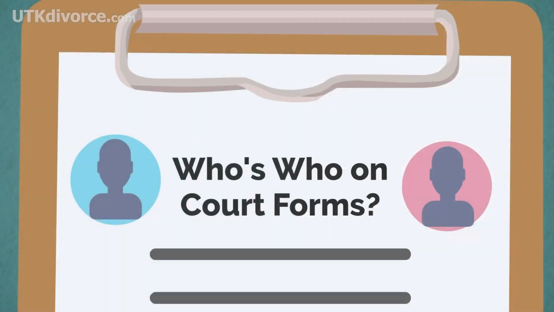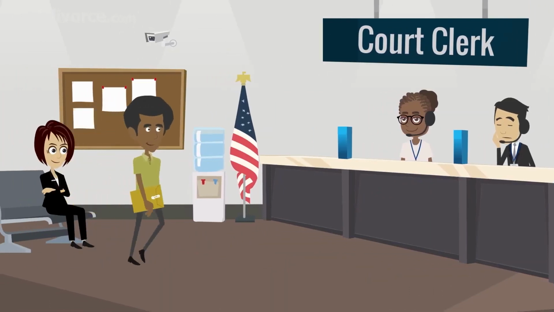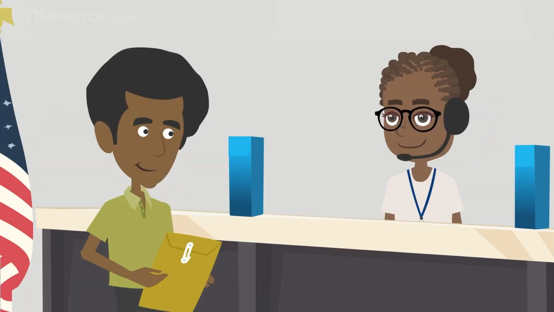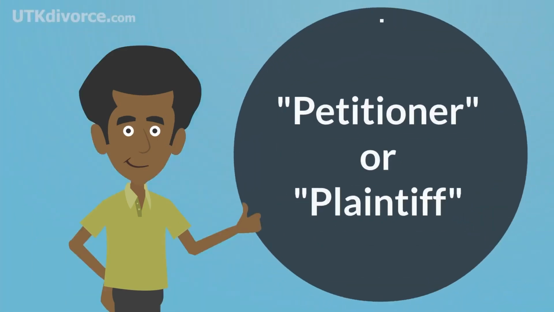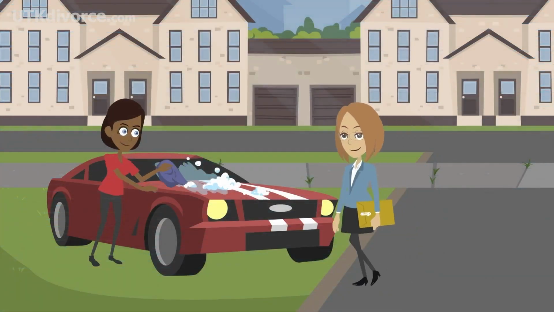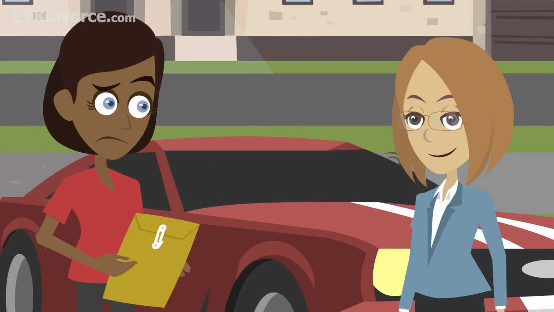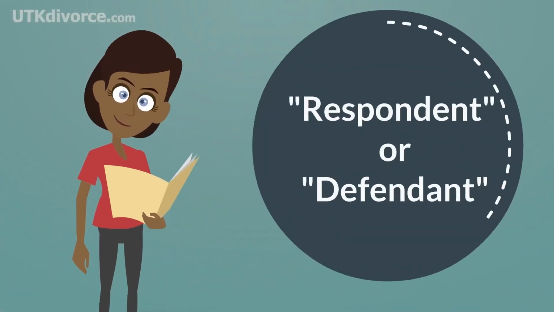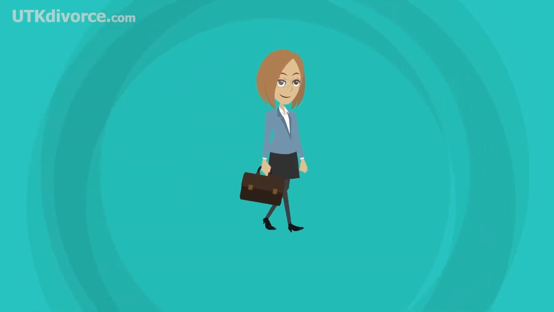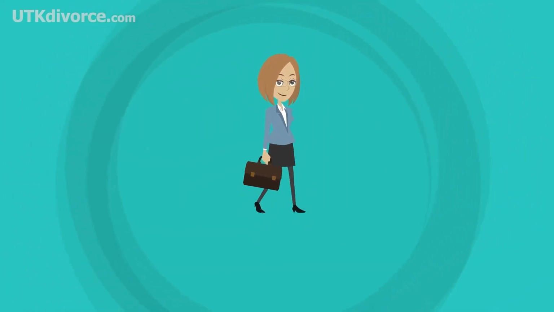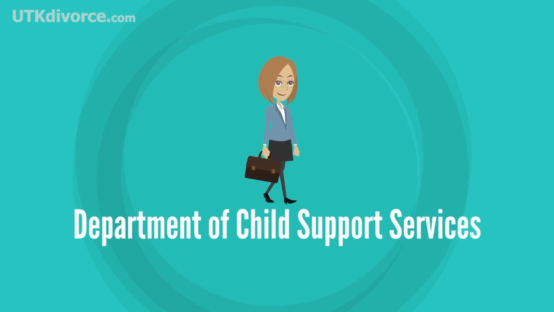Who's who on court forms? The person who initiates the court case by filing the dissolution or paternity suit will always be known as the petitioner on all court forms. The other party will always be known as the respondent. In some family law court cases, the petitioner is a government agency who files the case. For example, the Department of Child Support Services, also known as DCSS.